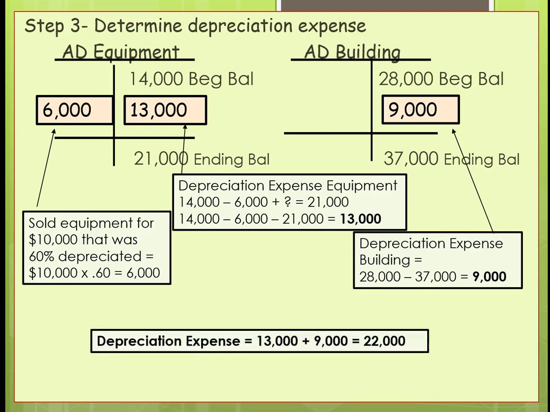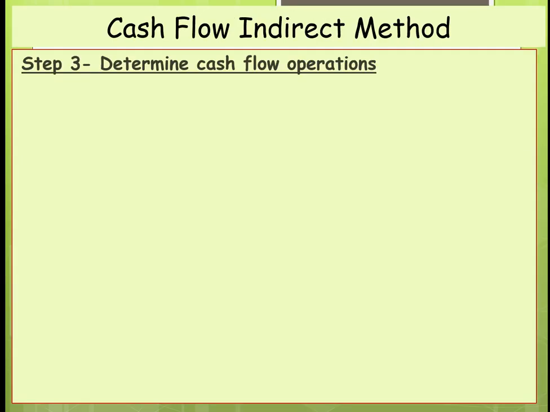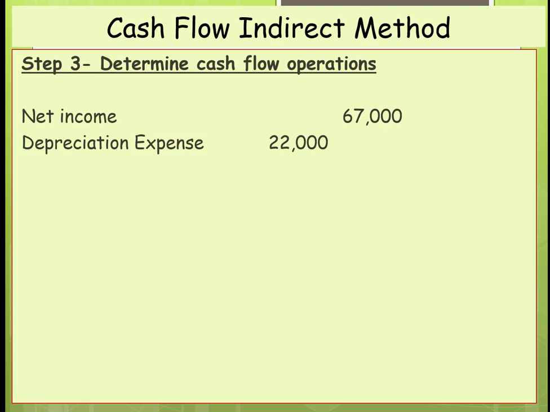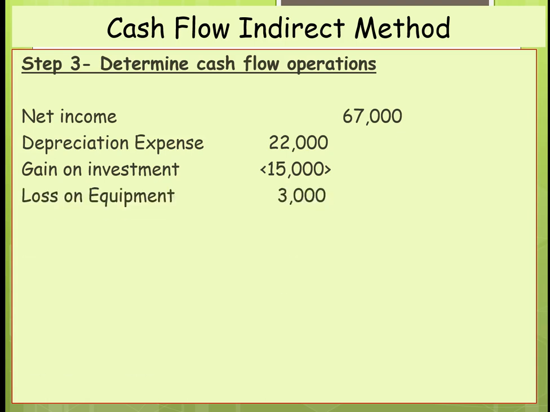So depreciation expense is going to be 13,000 plus 9,000, or 22,000 in non-cash depreciation expense that has to be added back in for the indirect method. So now we start with net income. We're going to add back in depreciation expense, a non-cash item. We're going to take out the gain because it's a non-cash item, and we're going to add back in the loss because the actual cash associated with the investment in equipment would be shown as part of investing activities.